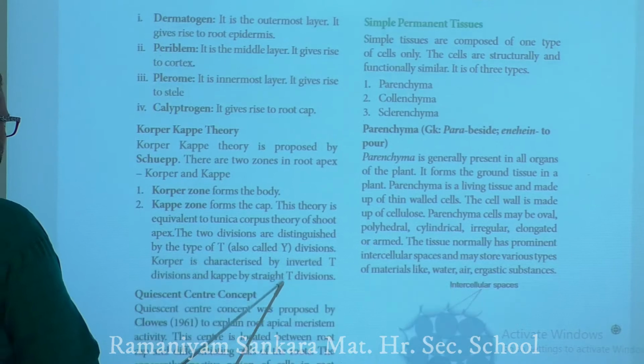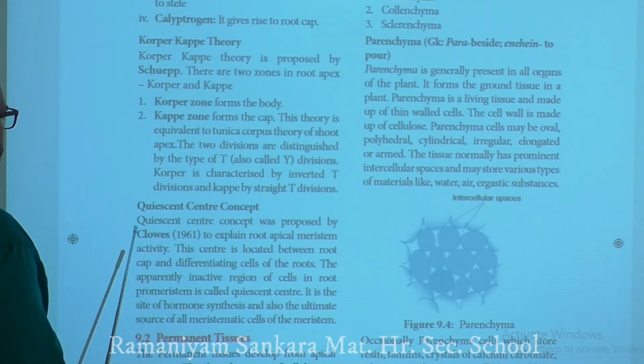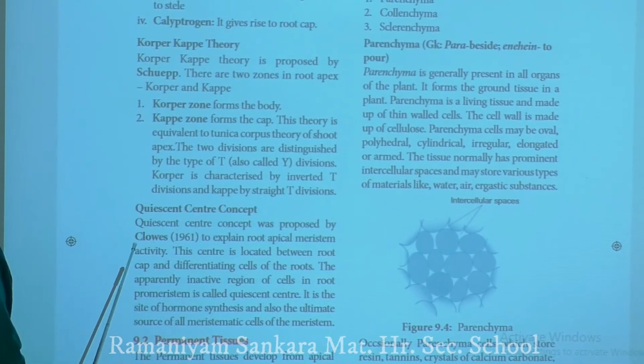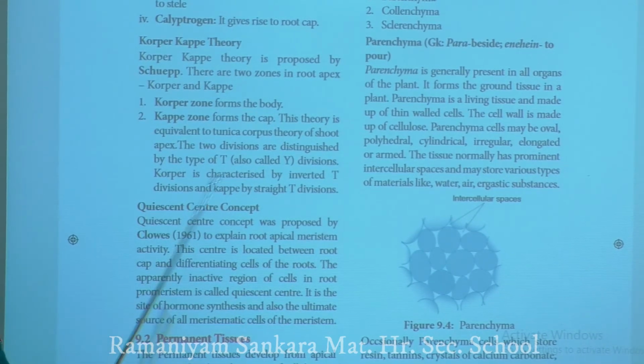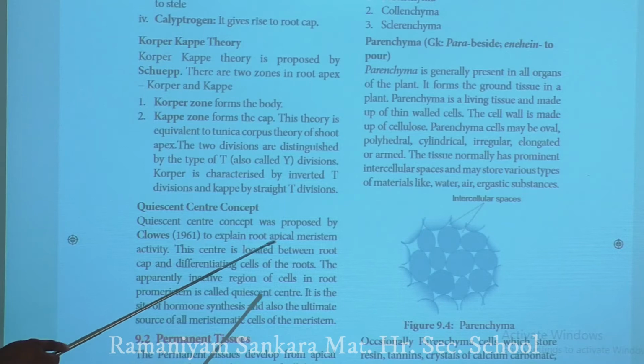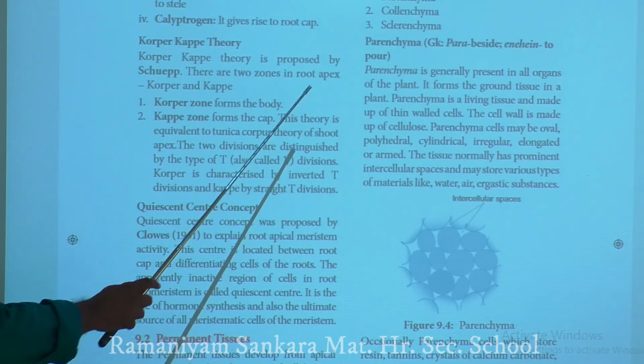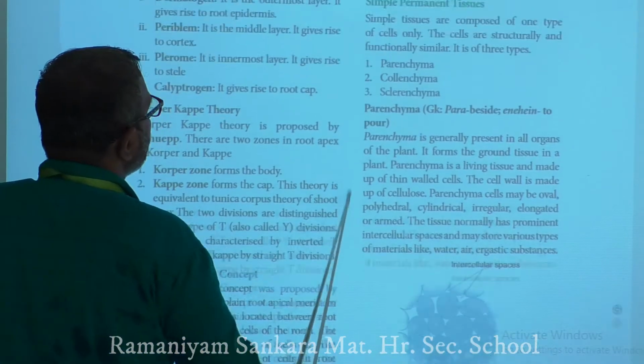Next one, quiescent center concept. The quiescent center concept was proposed by Clowes in 1961 to explain root apical meristem activity. The center is located between the root cap and the differentiating cells of the root. The apparently inactive region of cells in the root meristem is called the quiescent center.